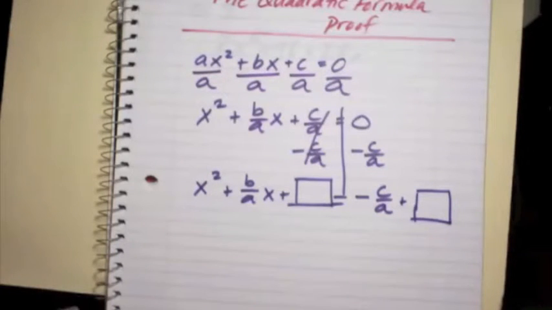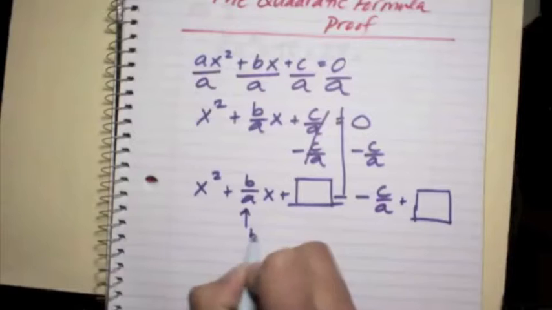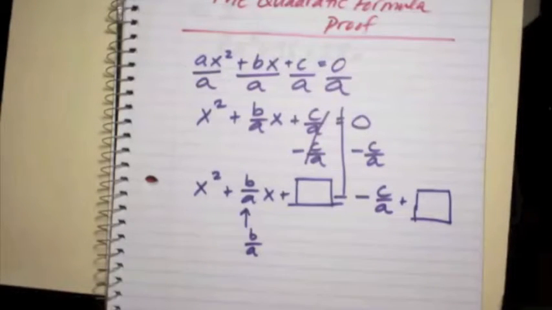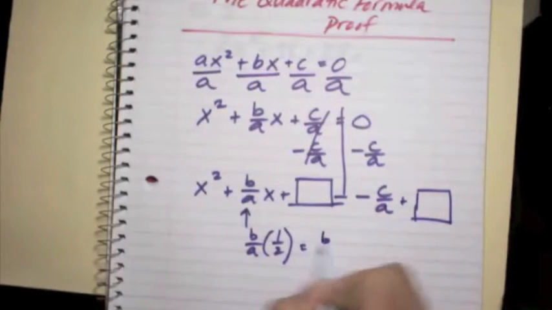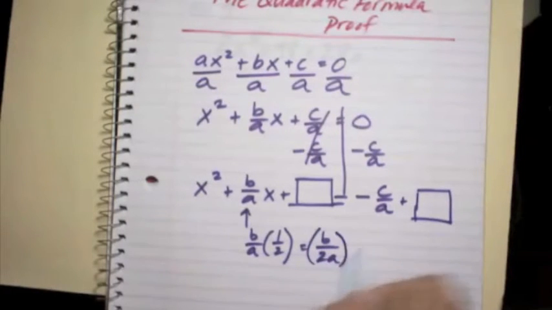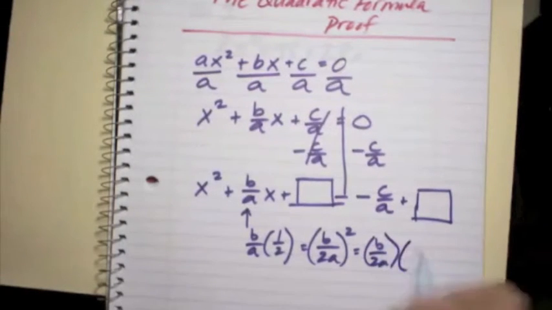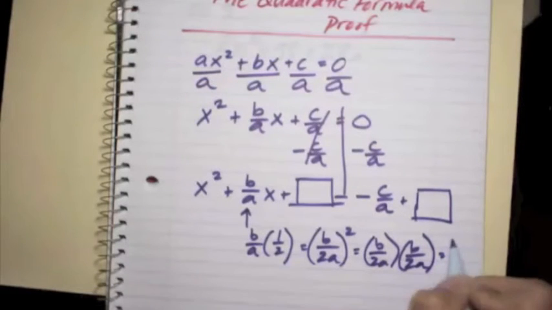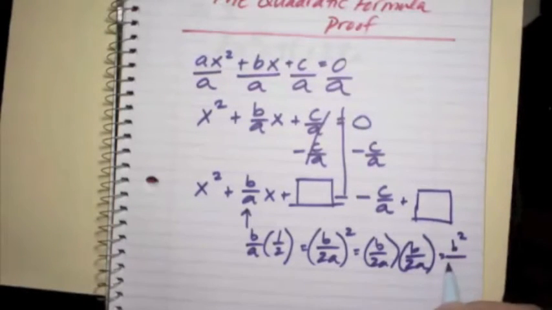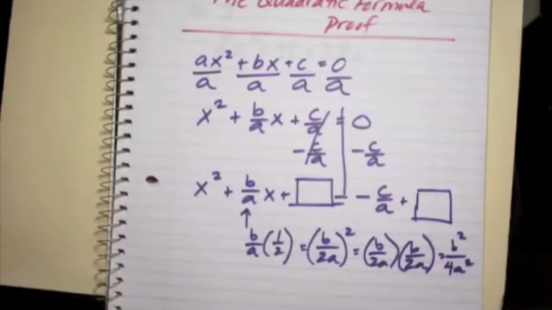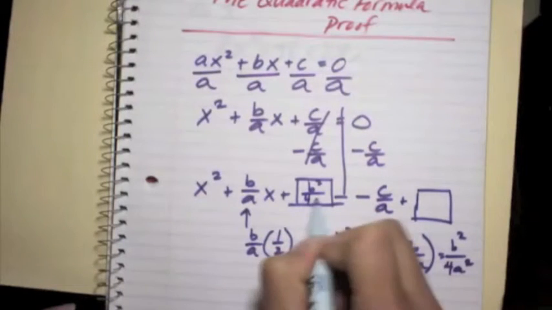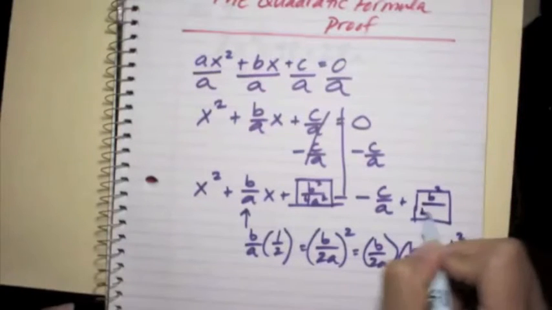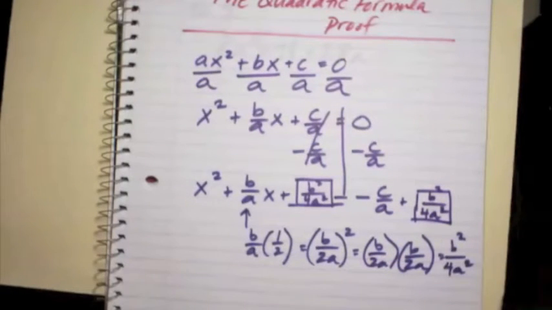So let's think about this. The coefficient here is b over a. I know that I'm going to need to divide it by 2 or multiply it by 1/2. When I do that, I'm going to get b over 2a. With this b over 2a, I need to now square it. So this is b over 2a times b over 2a, which gives me b squared all over 2a times 2a, which is 4a squared. What I'm going to be adding on both sides is b squared all over 4a squared, because whatever you add to one side, you must add to the other side.